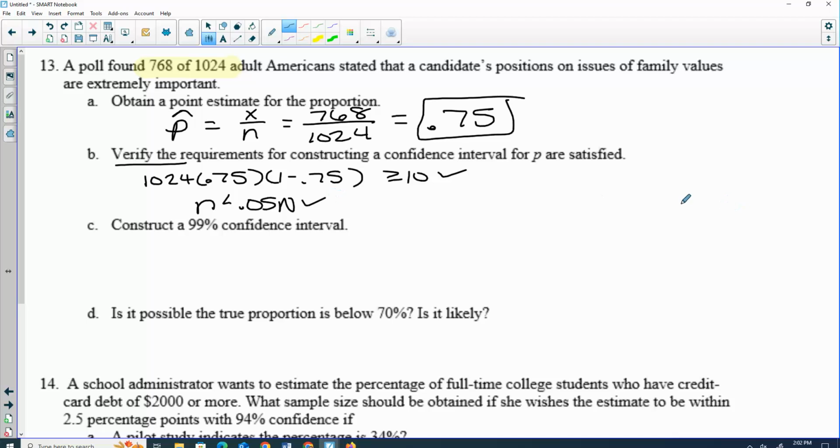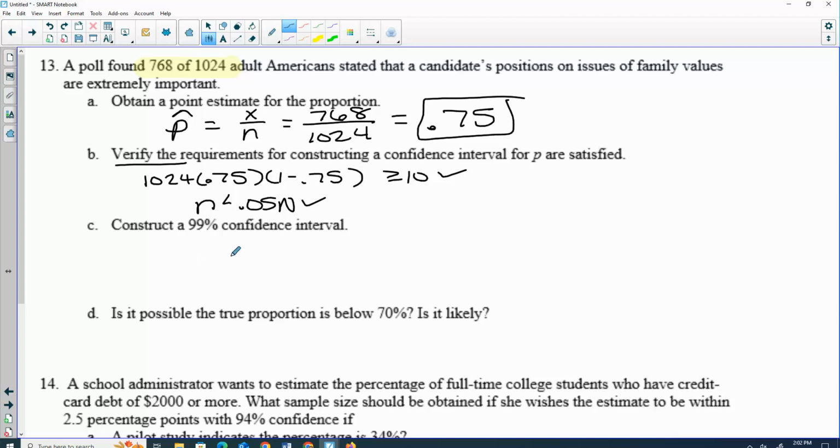So again, you don't have to show me a lot, but enough that I know that you understand the requirements. The only time you have to check the criteria on the test is if I specifically say check the criteria or describe the sampling distribution. Otherwise, I won't make you verify it.